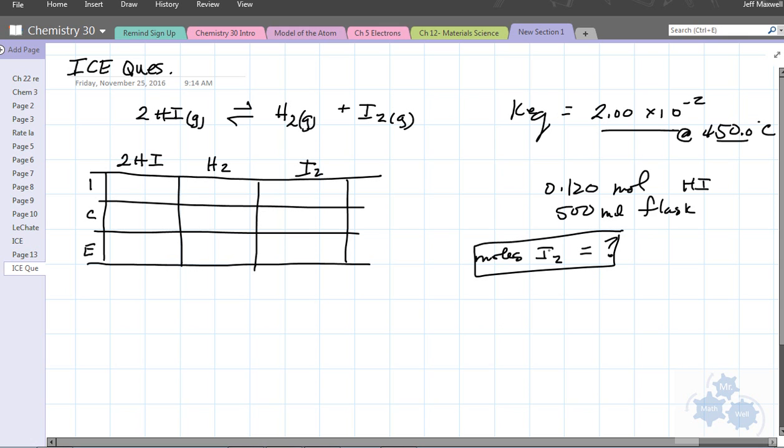All right, so one of the first steps is make sure that we have concentrations, right? You can't put in 0.12 moles here. You can't do it. You got to do molar, which is 0.120 moles per. We have to write this in liters. So what's 500 milliliters? 0.500 liters. Very good.